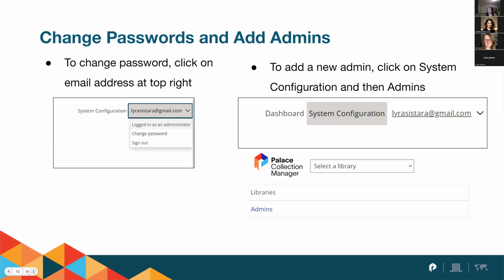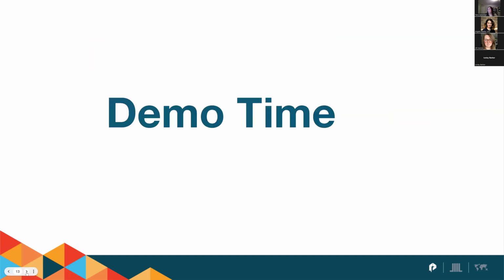Additionally, you can change passwords and add new admins to your account. To change the password, you'll click on your email address at the top right, and then in that little dropdown, you'll click on change password to update that for you. And to add a new admin, you'll click on system configuration admins, and then add in the email address and temporary password for any staff members you'd like to add.